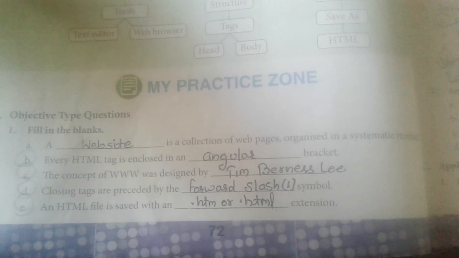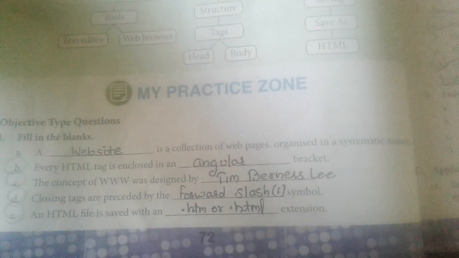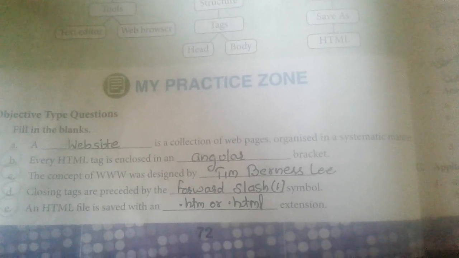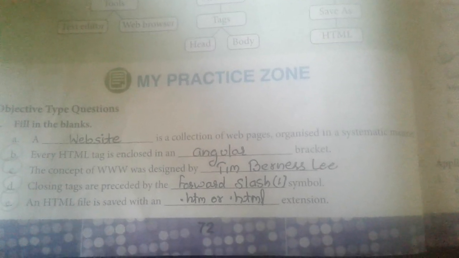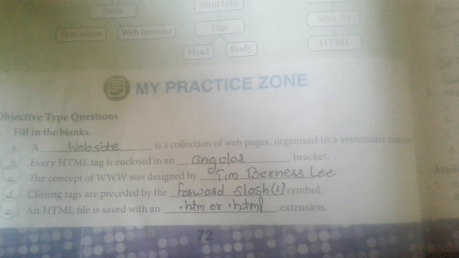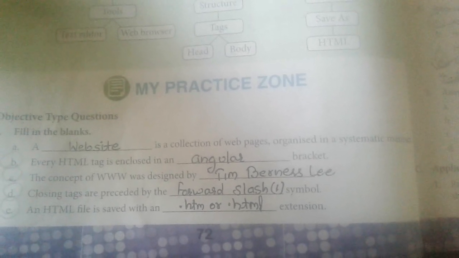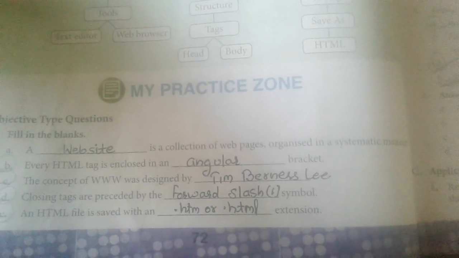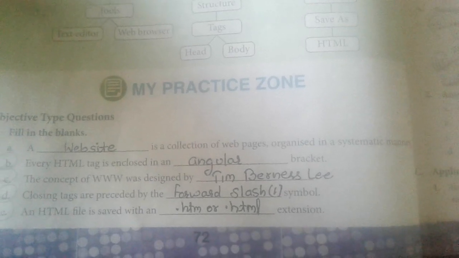The second one: every HTML tag is enclosed in angular brackets. The brackets which start with smaller than or greater than are called angular brackets. And then the third one: the concept of www was designed by whom? Tim Berners-Lee designed the concept of www, World Wide Web. Then the next one: the closing tag is preceded by a forward slash symbol.